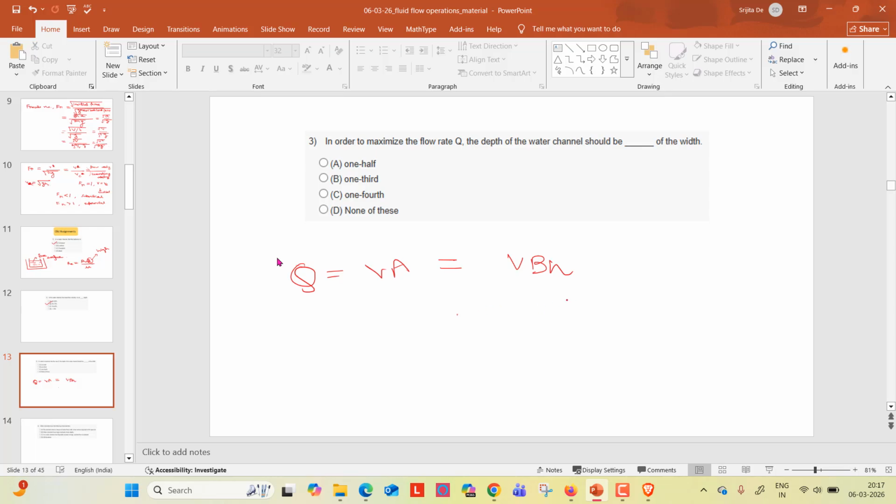the depth of the channel should be half of the width. So this B width is there and H should be B by 2, right? Then you can get the maximized flow rate Q. So the answer is 1/2.